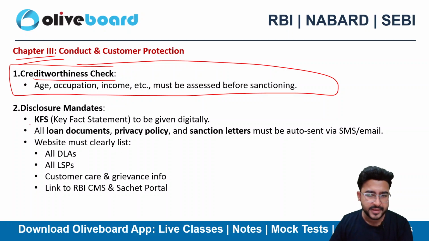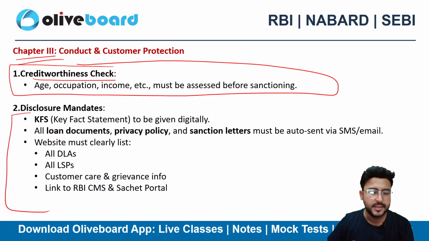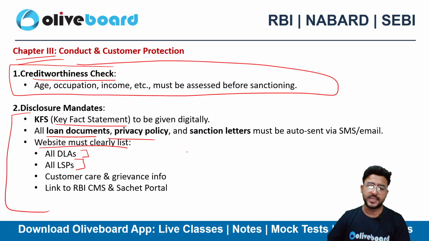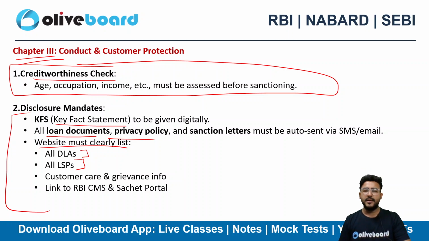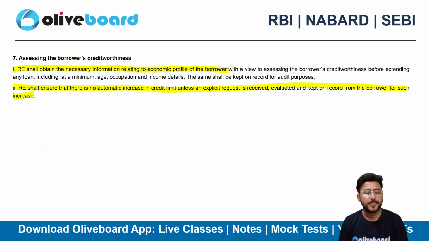So there are some disclosure mandates as well, like key fact statement, loan documents, policy statement. A website must clearly state all the DLAs, all the LSPs. Let's suppose HDFC Bank is associated with 10 LSPs. So they need to clearly state the names of the LSPs and the DLAs, right? That's what fair practice is all about, right?